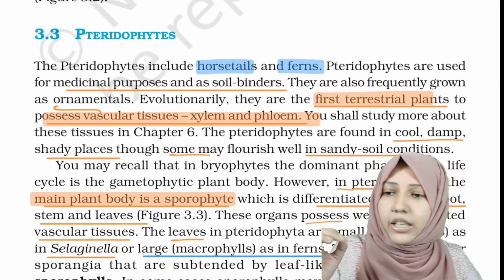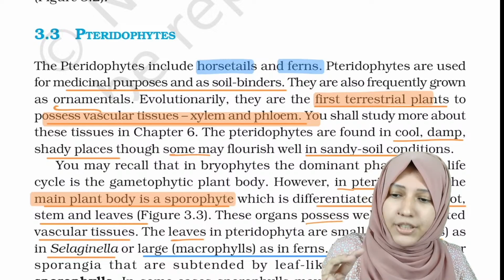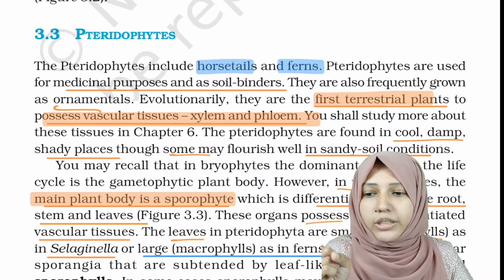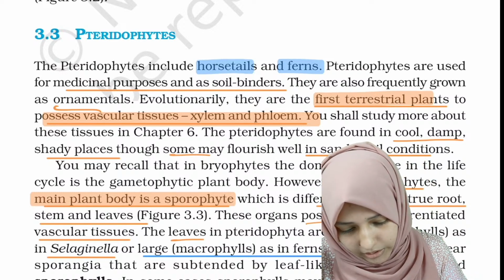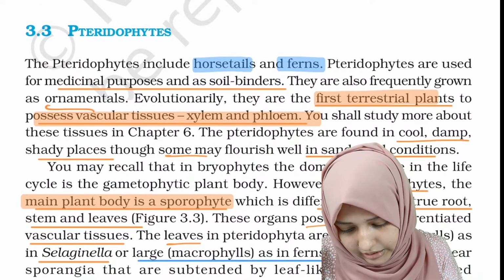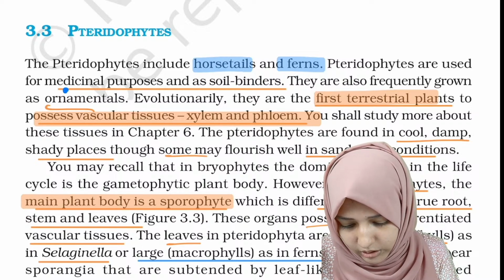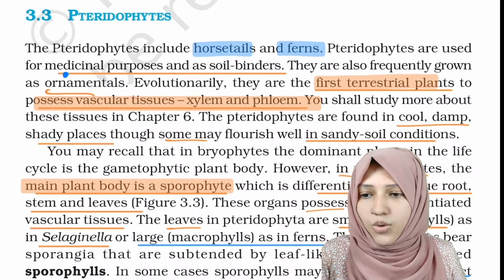Pteridophytes include horsetails and ferns. As we studied, Bryophytes have mosses and liverworts, while Pteridophytes have horsetails and ferns. Then they are used. What are the uses? Uses are medicinal purposes and as soil binders.